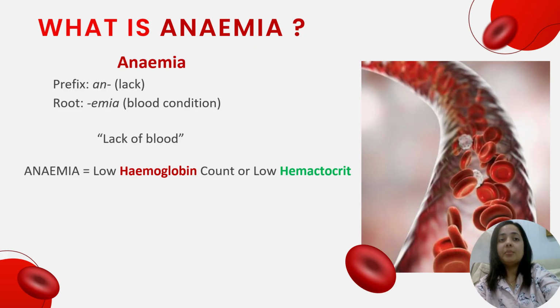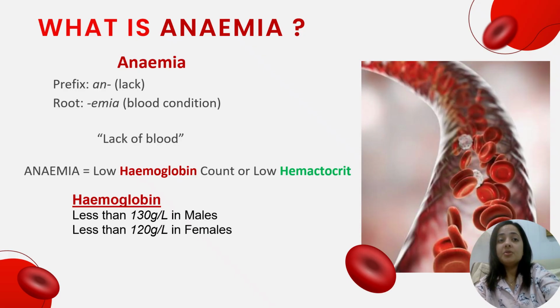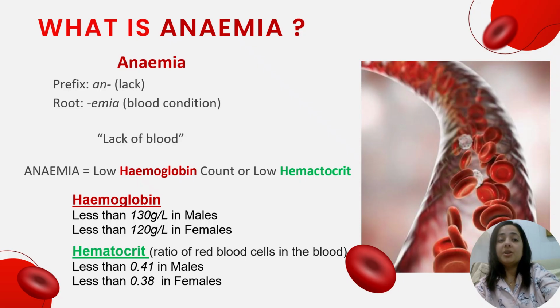There are particular numbers for the cutoff for the hemoglobin or hematocrit to make a diagnosis of anemia. These numbers are going to be different in different references, but for the most part, with hemoglobin, if it's less than 130 grams per liter in males, that would be considered anemia. And if it's less than 120 grams per liter in females, it will be considered anemia. With regards to hematocrit, which is the ratio of red blood cells in blood, if it's less than 0.41 in males and less than 0.38 in females, it will be considered anemia.